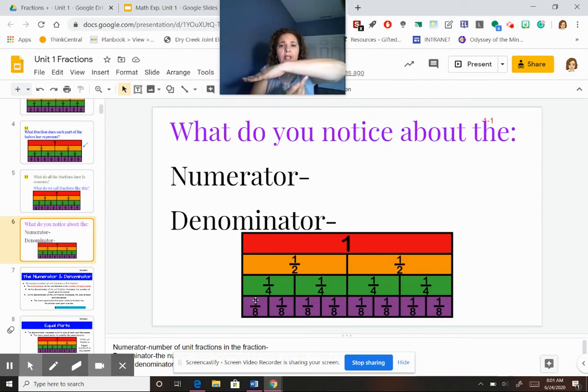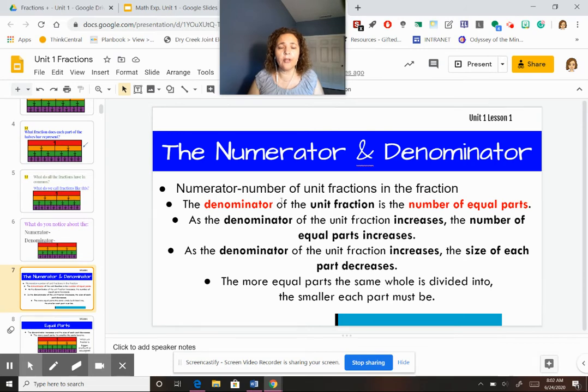The denominator tells you how many parts you have in all, how many parts it's broken into, and the numerator tells you how many of those equal parts you have. Okay? All right, so let's talk about that a little bit. The numerator is the number of unit fractions in the fraction. We already talked about that, right? Numerator, how many parts you have. The denominator of the unit fraction is the number of equal parts. Now, as the denominator of the unit fraction increases, the number of equal parts increases.